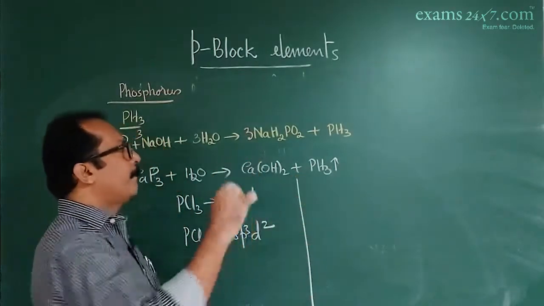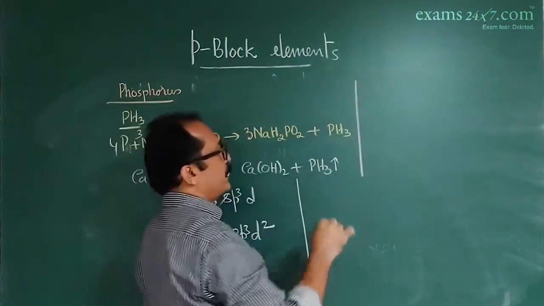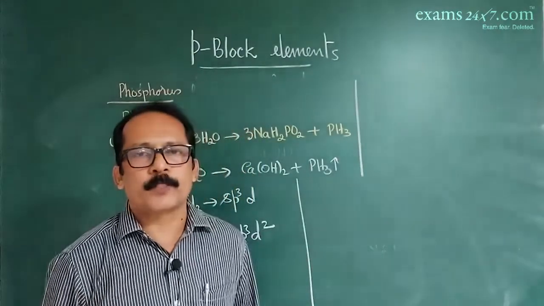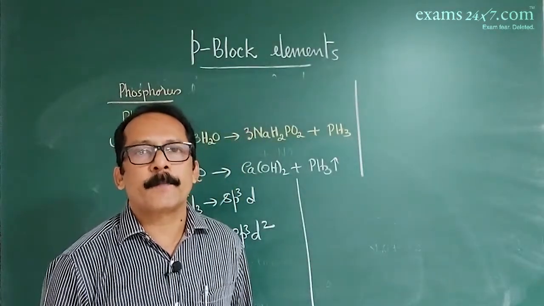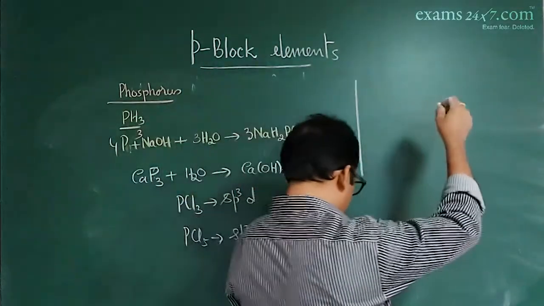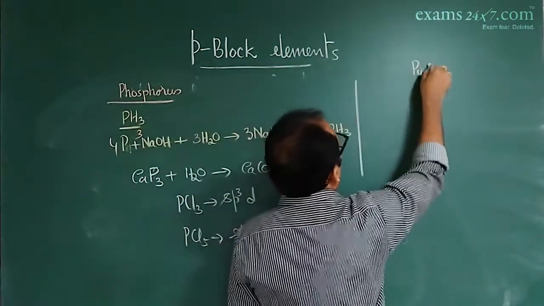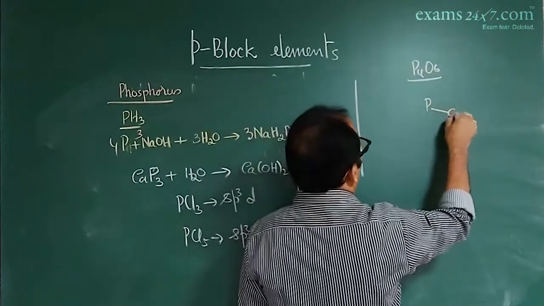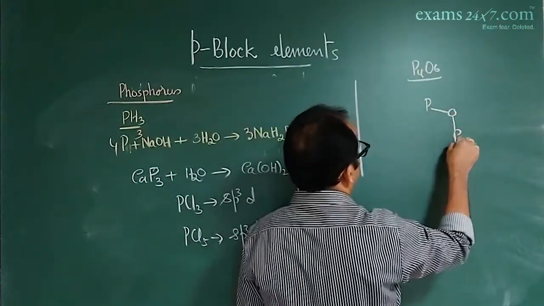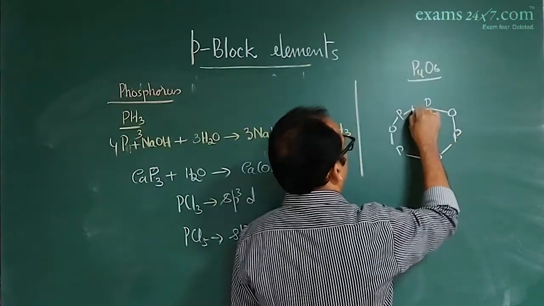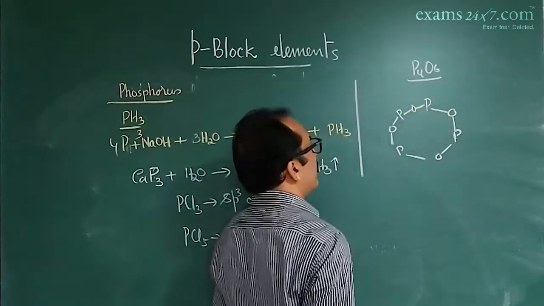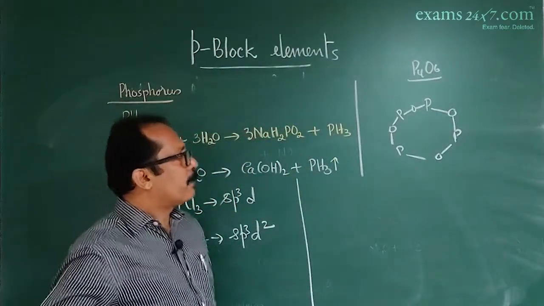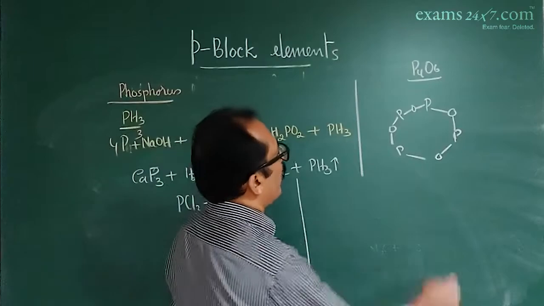And about some important oxides of phosphorus, P4O6 and P4O10, phosphorus trioxide and phosphorus pentoxide. Now, we can write like this, P4O6. Now, look at the structure of P4O6. There are 4 phosphorus atoms. Each phosphorus is linked by oxygen.